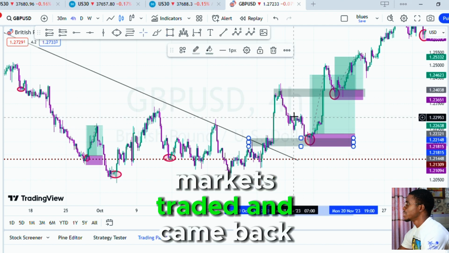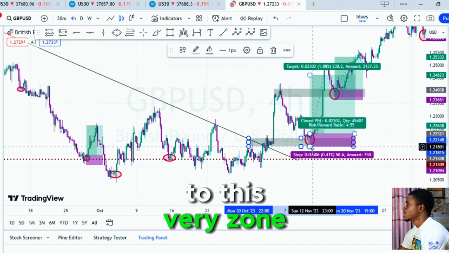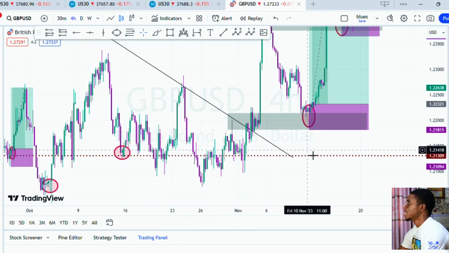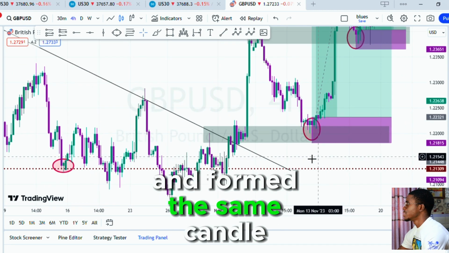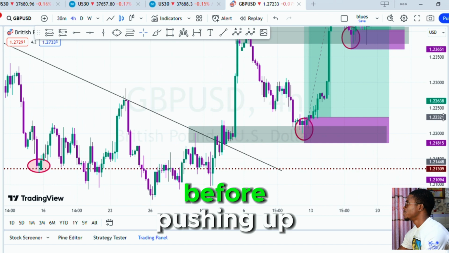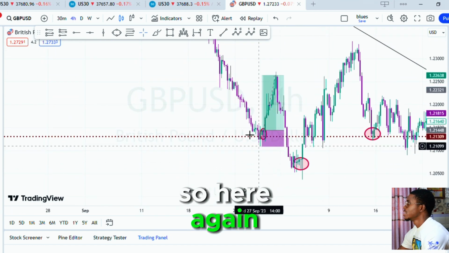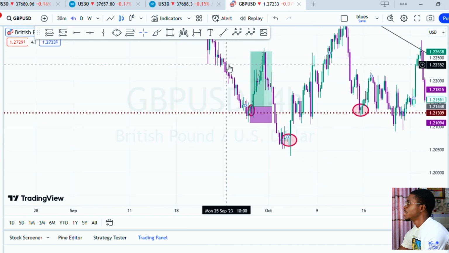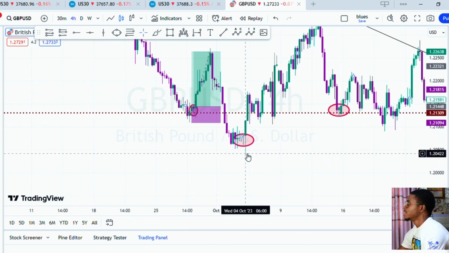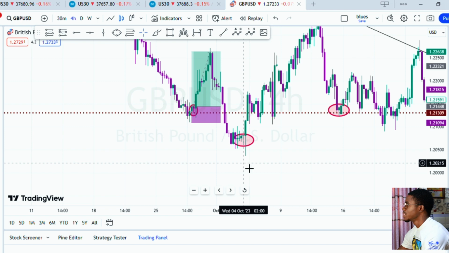Market traded and came back to this very zone. After breaking this trend line, it came back to this very zone and formed the same candle before pushing up. So here again, market was bearish and formed the same candle here.